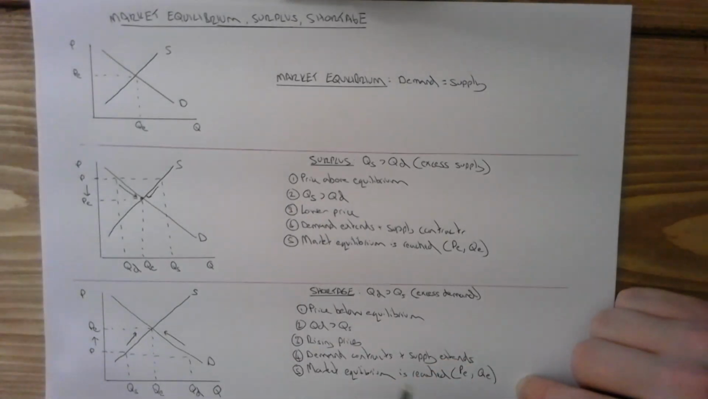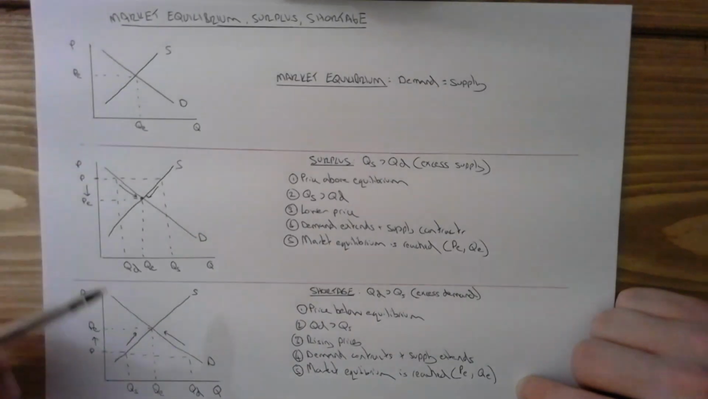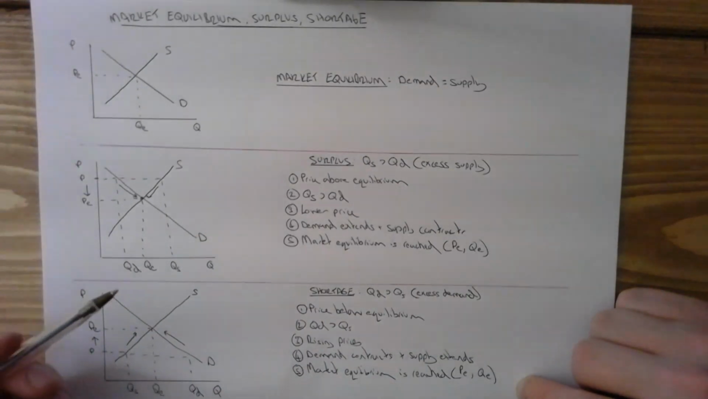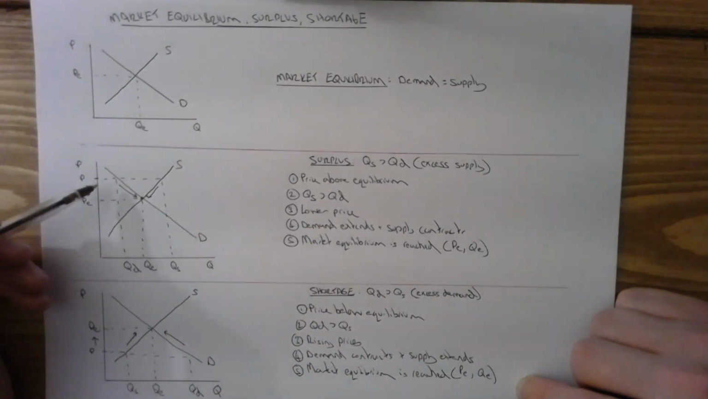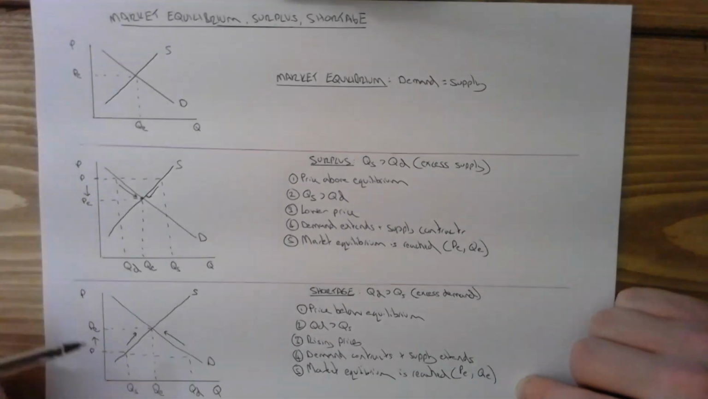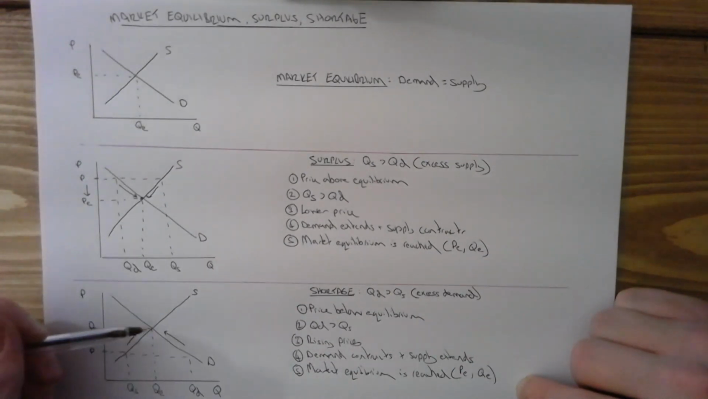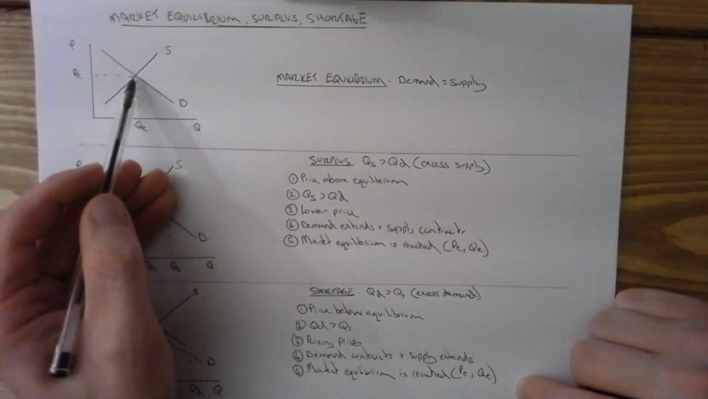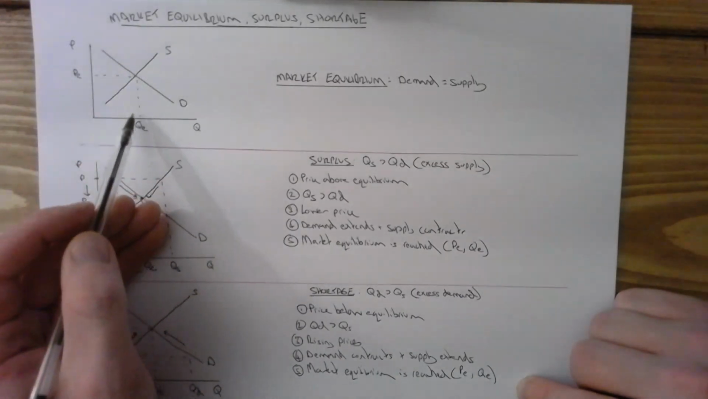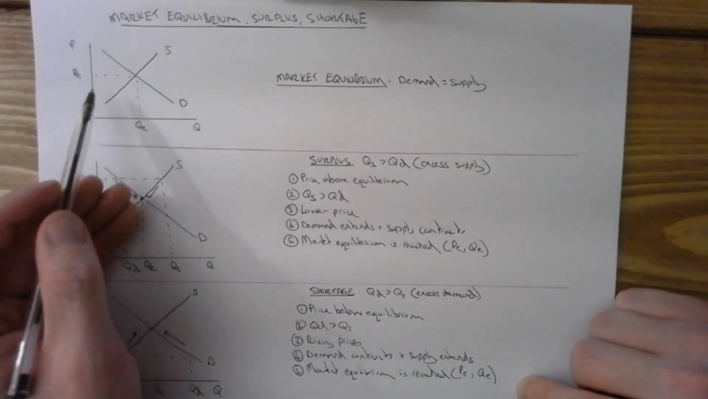So what this entire page shows is that regardless of where the price begins, if it begins above market equilibrium or if it is below market equilibrium, there will be pressure to return the market back to its equilibrium where demand equals supply and the price will be at PE and the quantity will be at QE.